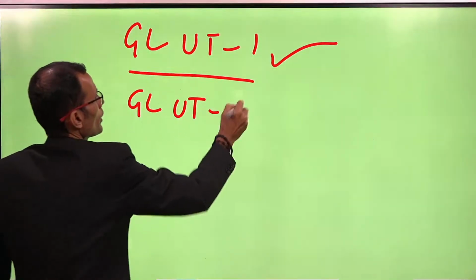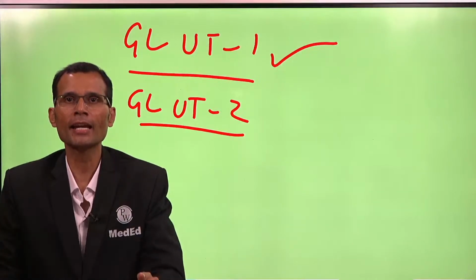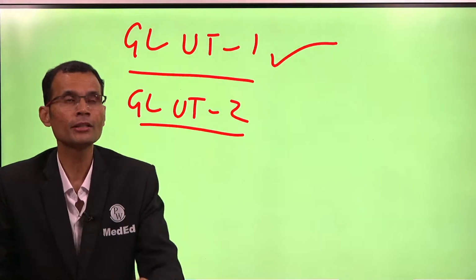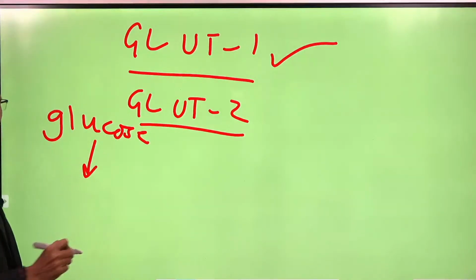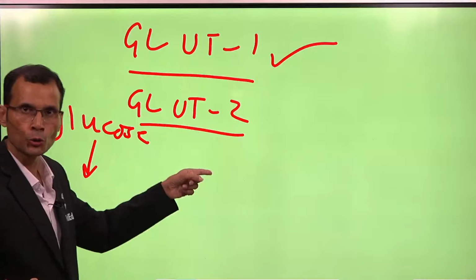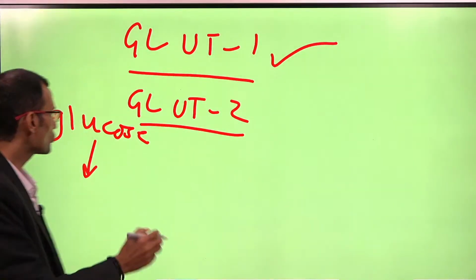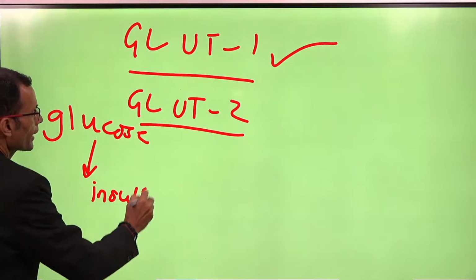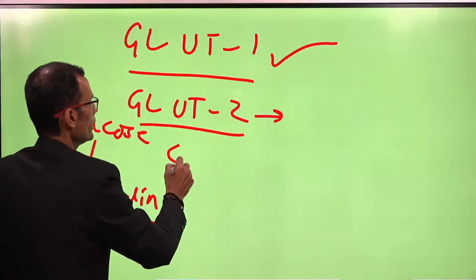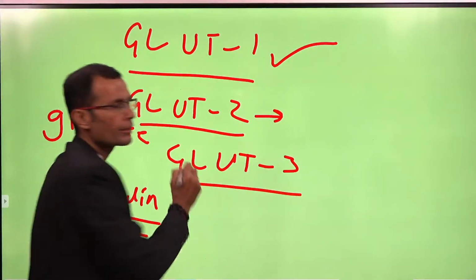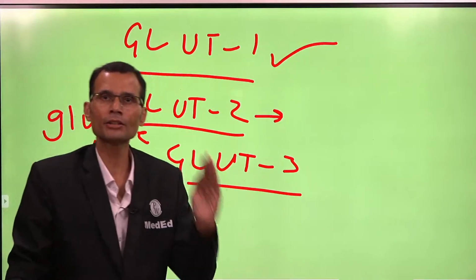GLUT 2. GLUT 2 is present in the pancreatic beta cell, which is going to secrete insulin. So glucose will enter the pancreatic beta cell by using this GLUT 2, and then in response to that glucose metabolism, insulin will be secreted by the pancreatic beta cell. So that's GLUT 2, pancreatic beta cell. GLUT 3, where is it present? Neurons. Neuronal tissue predominantly has GLUT 3.